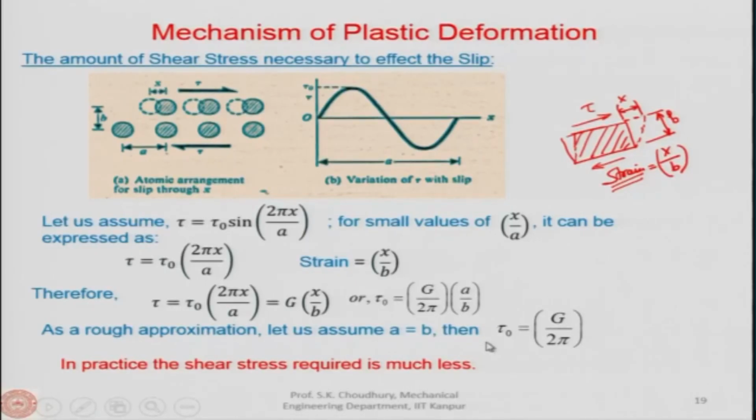So, therefore, instead of G by 2 pi, it will be much less, and how much less depends on the density of the imperfections and many other factors. So, that can actually be estimated. All right. So, overall what we are saying is that the imperfections actually help in reducing this value.